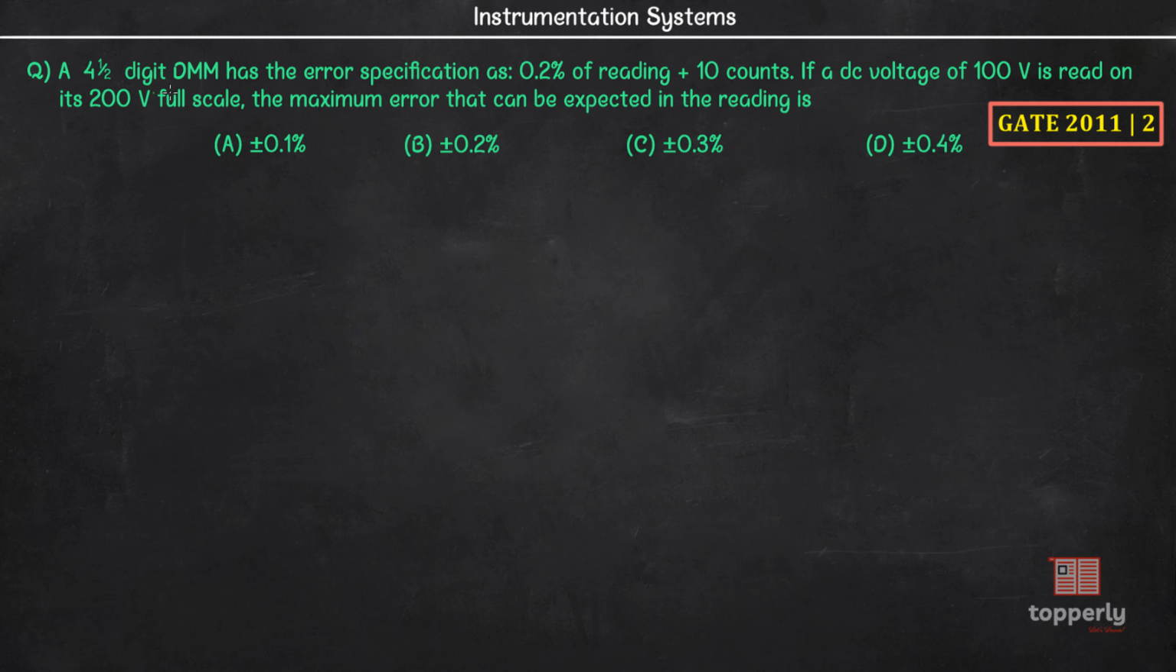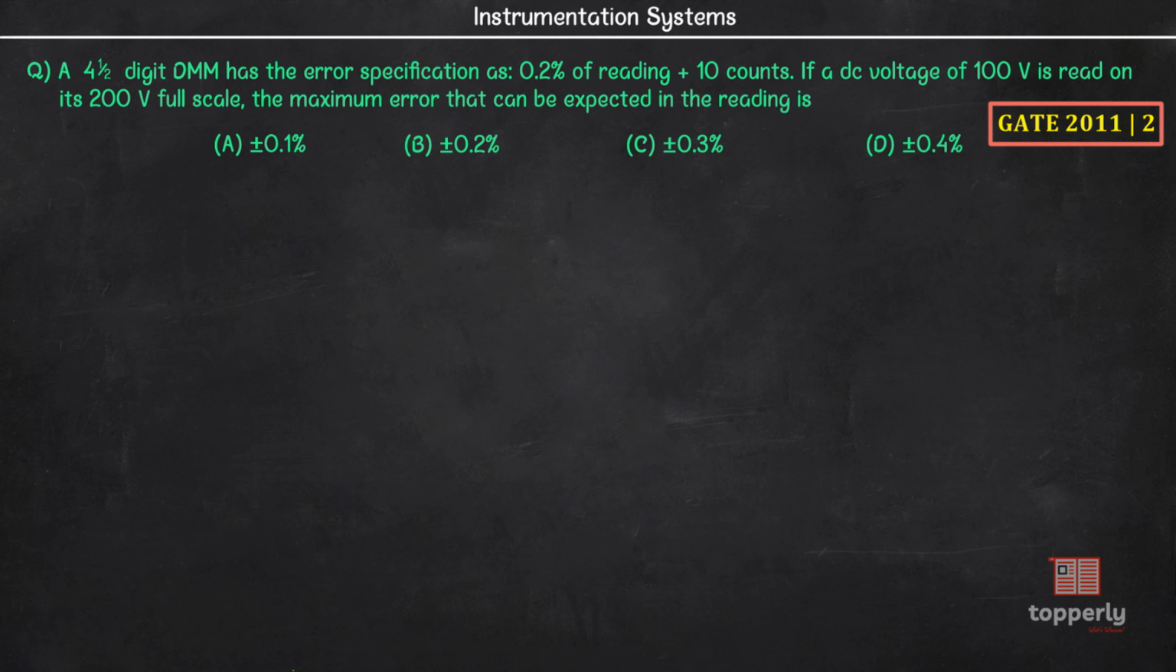A 4.5 digit digital multimeter has the error specification as 0.2% of reading plus 10 counts. If a DC voltage of 100 volt is read on its 200 volt scale, the maximum error that can be expected in the reading is. This question was asked in GATE 2011 for 2 marks. To answer this question, first you need to understand what this 4.5 digit means.